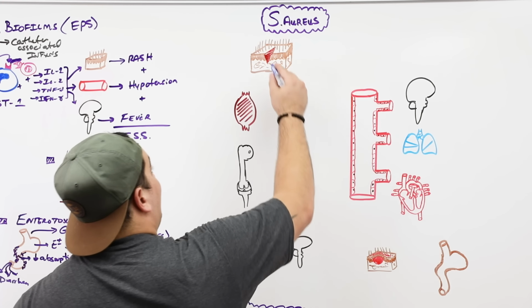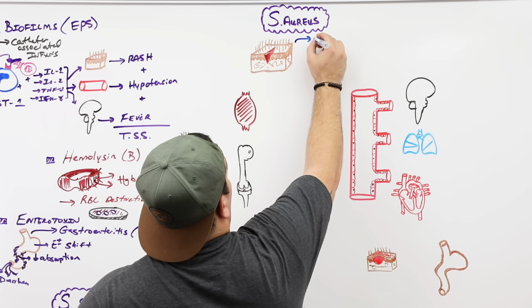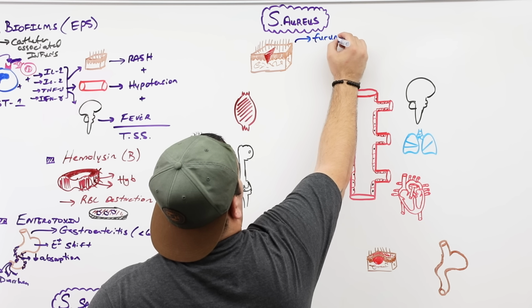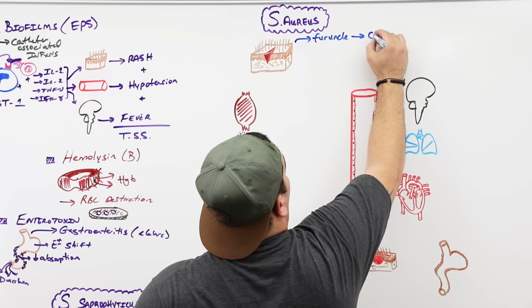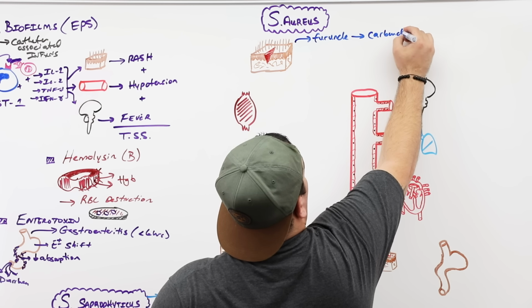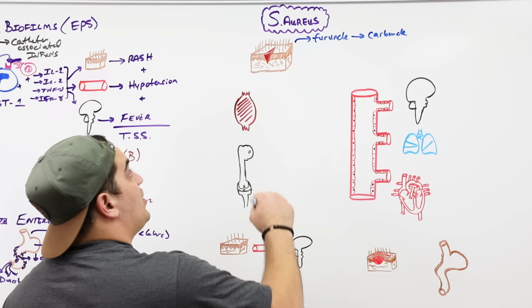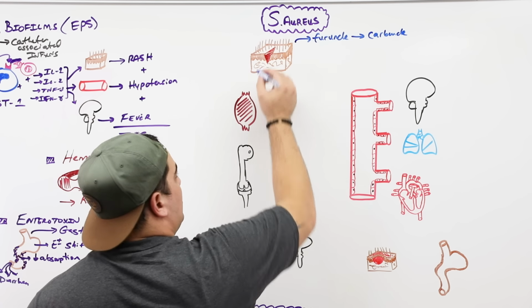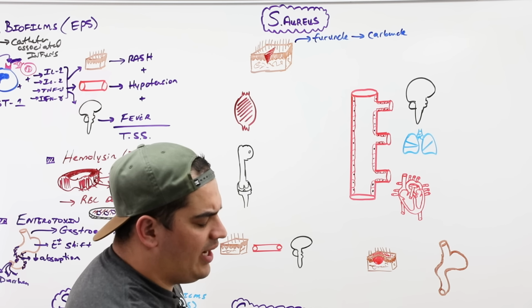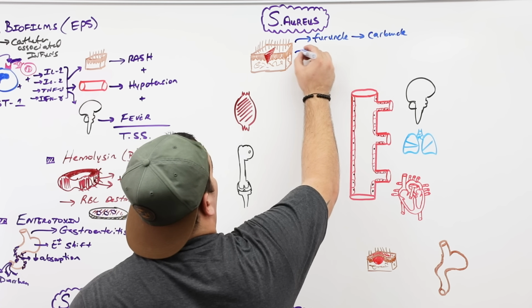For example, if there's an infection or inflammation around a hair follicle, this can lead to something called a furuncle. And a bunch of furuncles can come together and lead to a carbuncle. So just big old boils. The next thing is, if it just infects the epidermis. You know, sometimes Staphylococcus aureus can infect just the epidermis. And this can lead to something like impetigo.